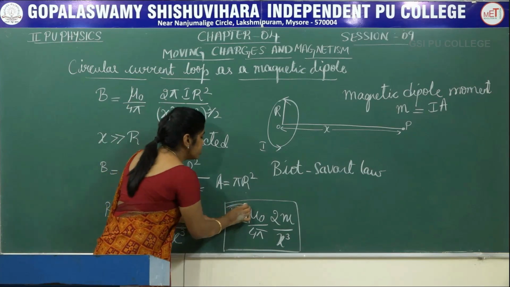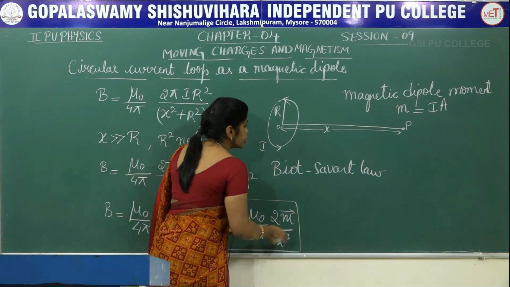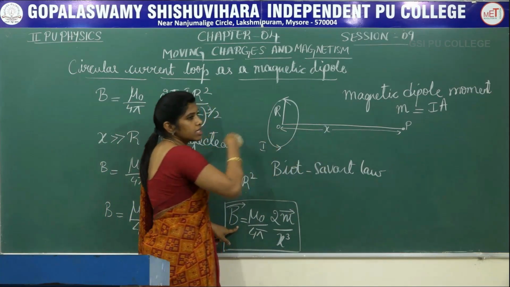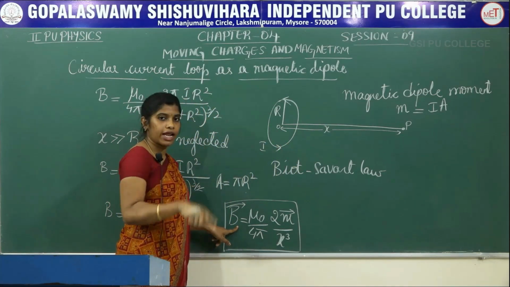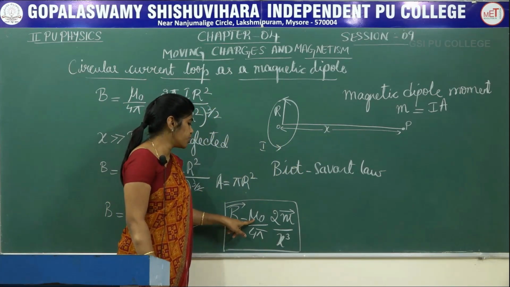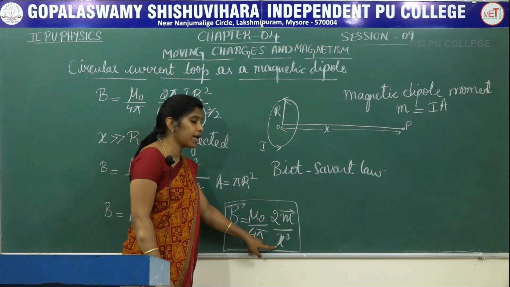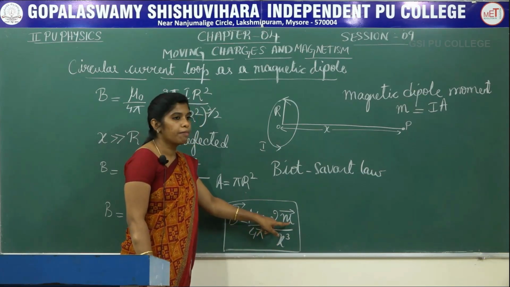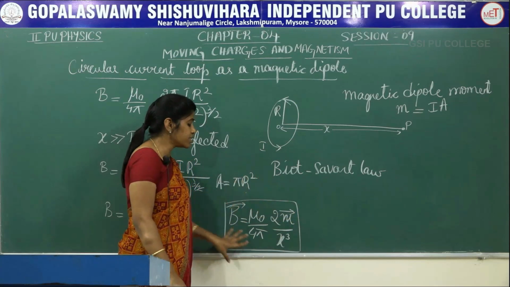So we have written the magnetic field expression at a point on the axis of the circular current carrying loop as equal to mu naught by 4 pi 2m by x cube. In terms of magnetic dipole moment, we have written this expression.